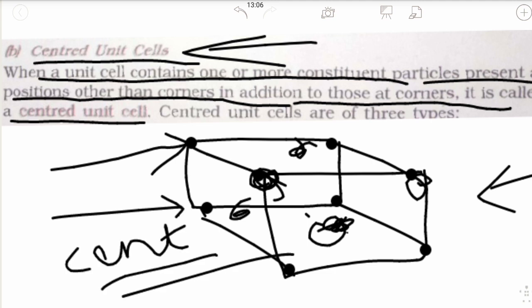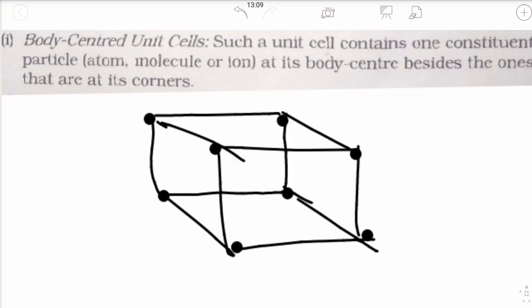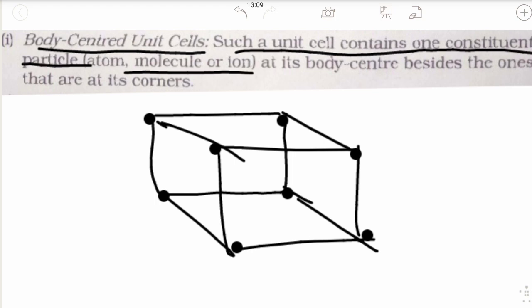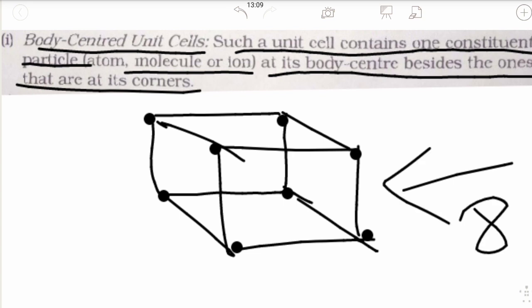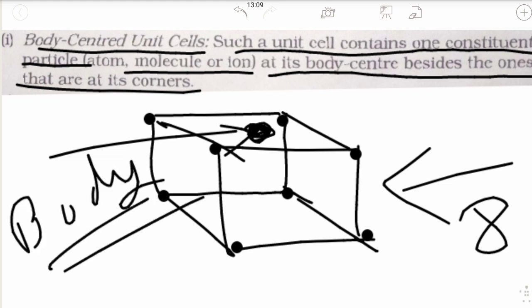Okay, centered unit cells are of 3 types. They are body centered unit cells, face centered unit cells, and end centered unit cells. First type of a centered unit cell is body centered unit cells. Such a unit cell contains one constituent particle, atom, molecule, or ion at its body center besides the ones at its corners. We know that the crystal lattice consists of 8 corners, and there is one lattice point present in the center. It is called a body centered unit cell.